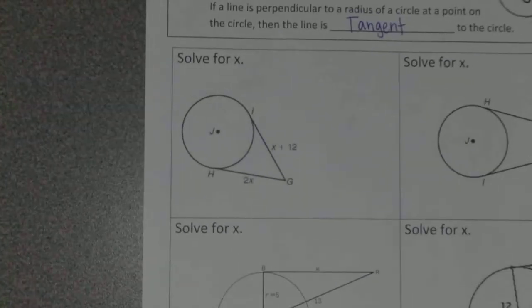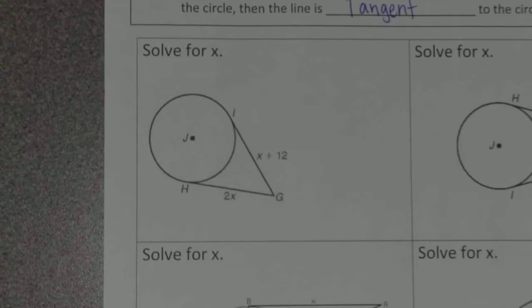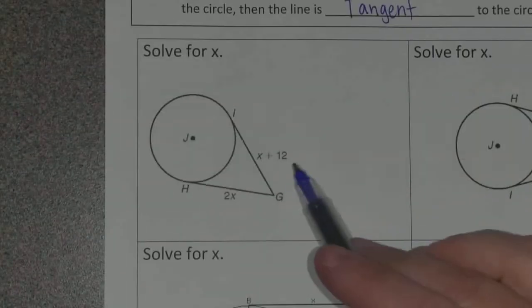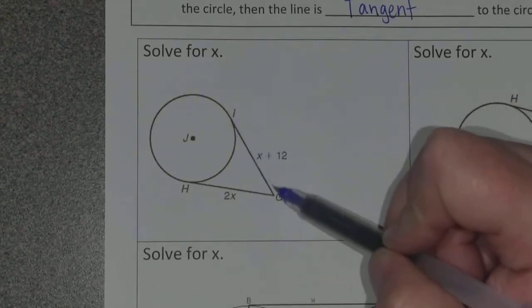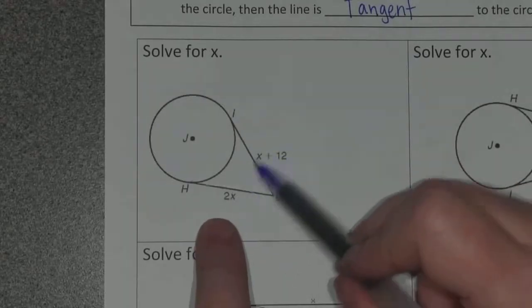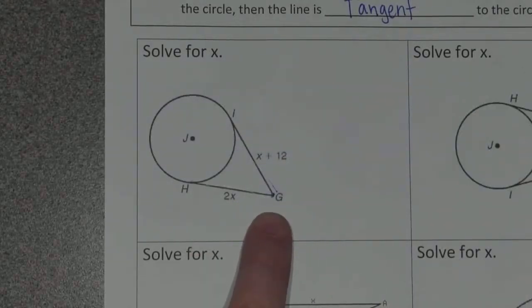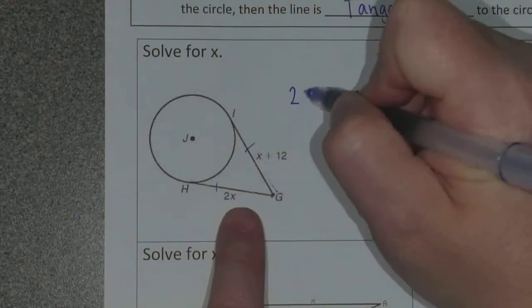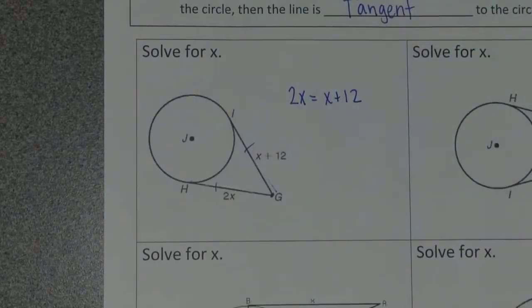The first equation here says solve for x. So looking here, we're solving for x, and we know this length of the tangent, and we know this length of the tangent. Does anybody remember what we said about the two lengths of the tangents? If they go to the same external point, they're equal to each other, right? We know they're the same. So we're going to say 2x is equal to x plus 12.